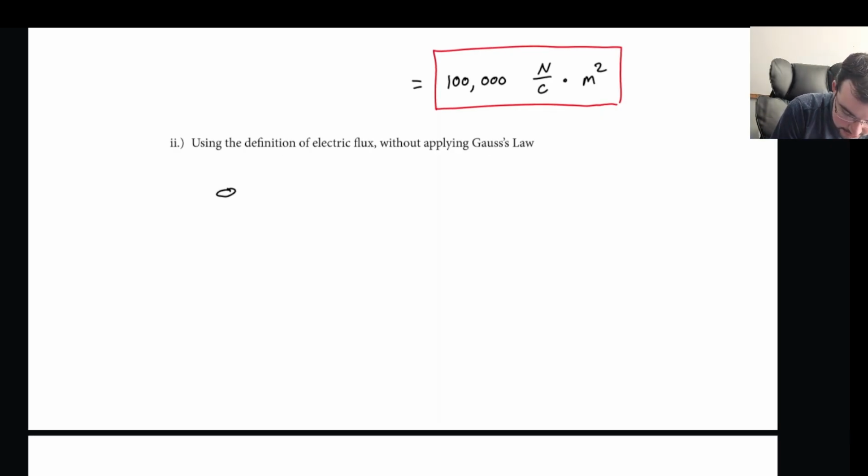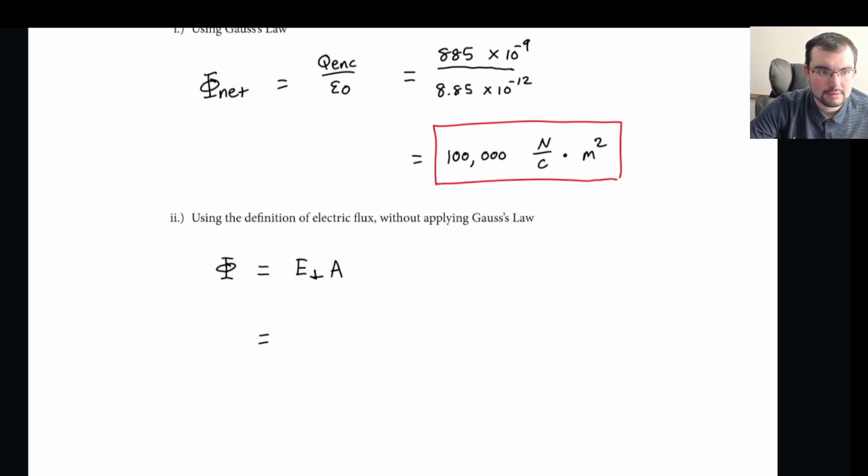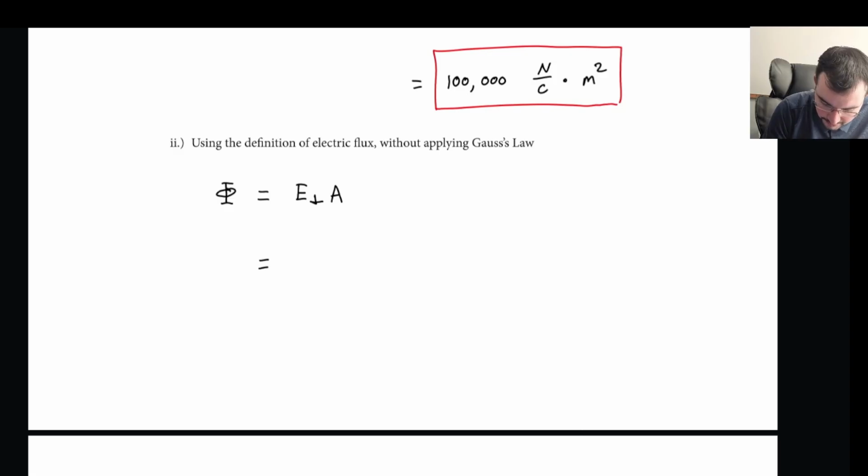Our definition of electric flux is that for uniform E fields, we just multiply the perpendicular component of the electric field times the area. And the electric field for a point charge is kq over r squared.